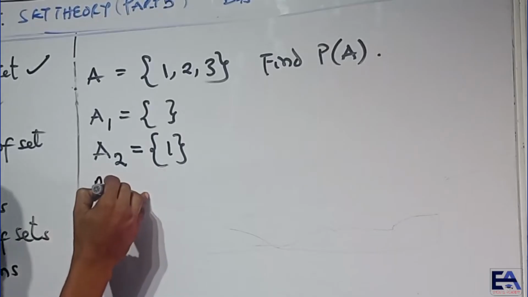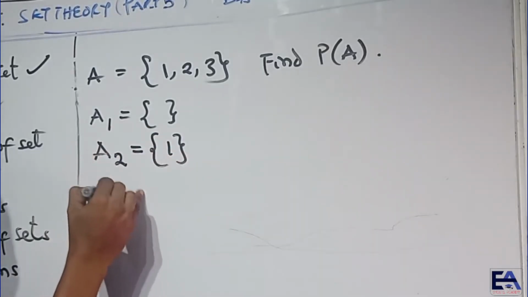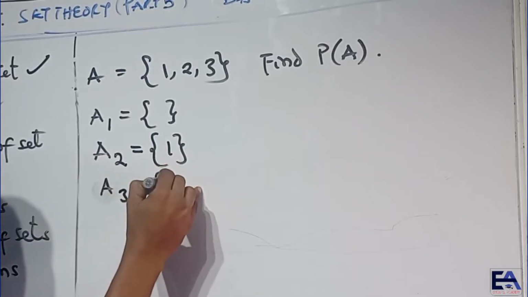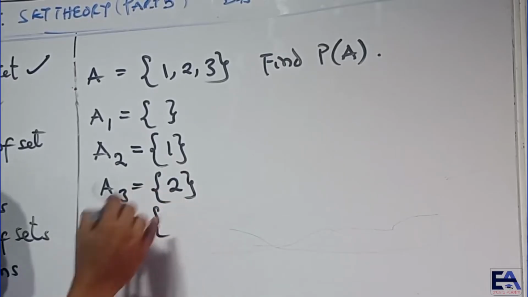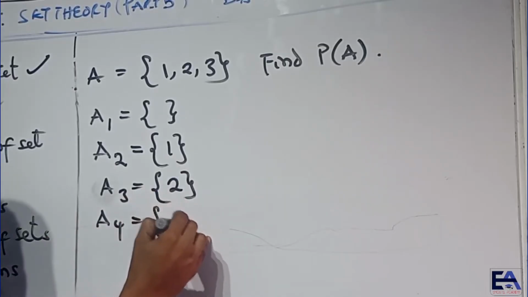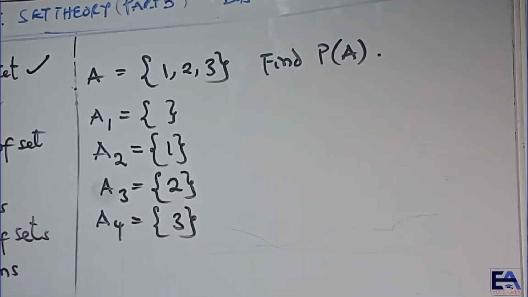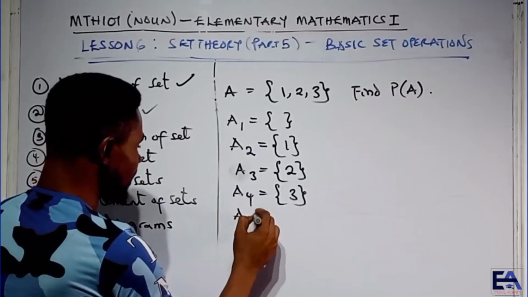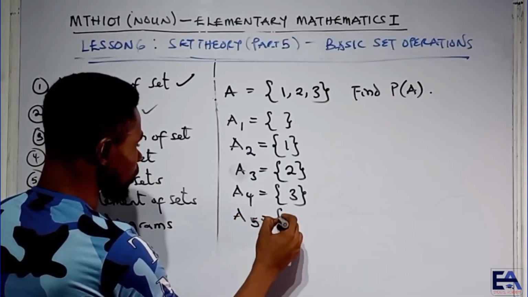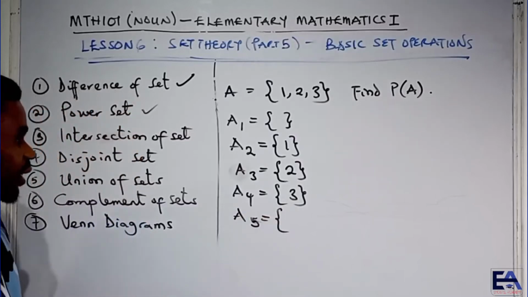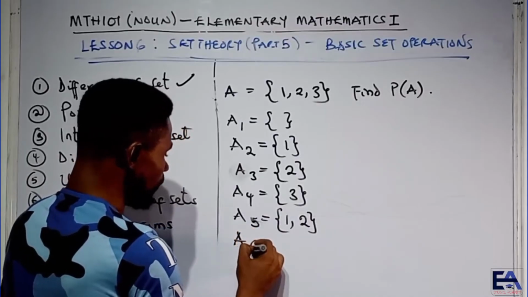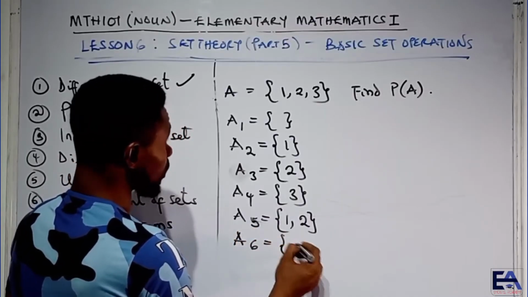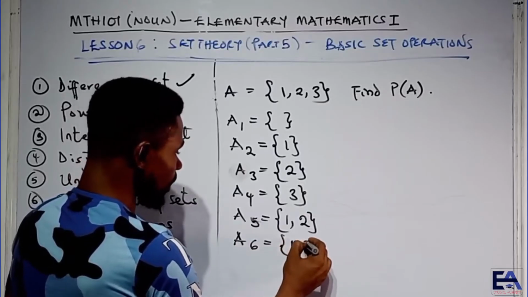We can also form another singleton set from A as A3, a subset of A, the singleton 2. We can form another subset of A as singleton 3, okay? Now, we could also get other subsets too, like this one as A5. Another subset that can be formed from A is a set that contains 1 and 2. Another subset that can be formed from A again is a set that contains 1 and 3.